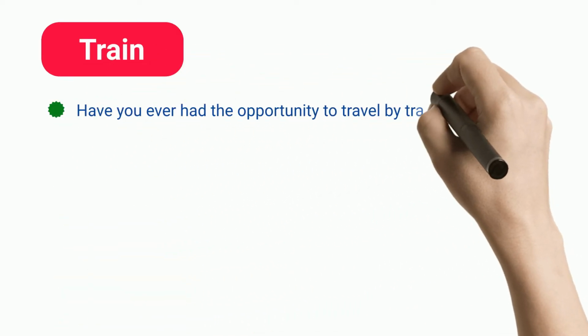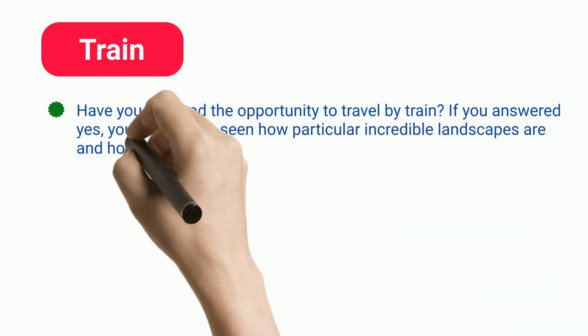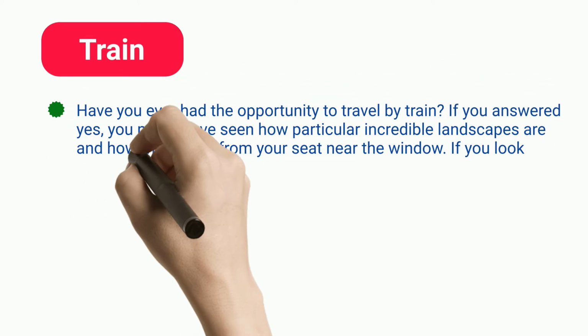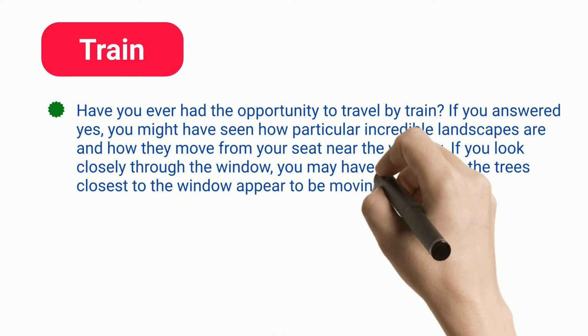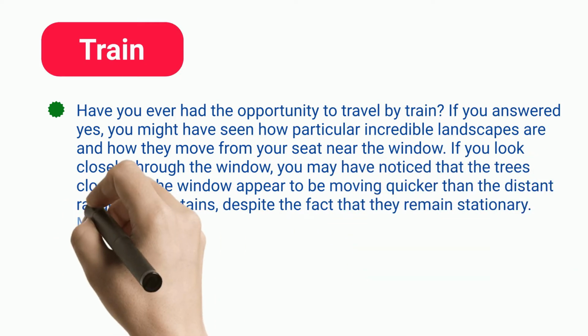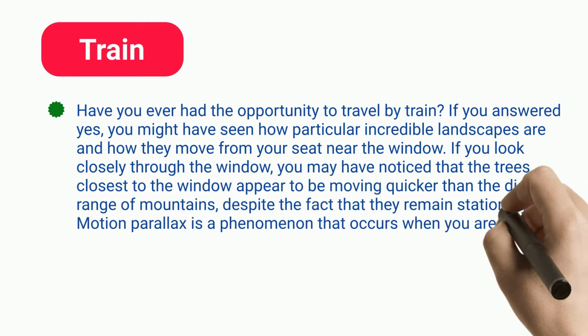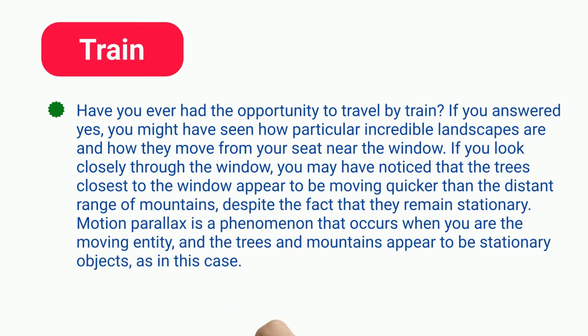Train. Have you ever had the opportunity to travel by train? If you answered yes, you might have seen how incredible the landscapes are, and how they move from your seat near the window. If you look closely through the window, you may have noticed that the trees closest to the window appear to be moving quicker than the distant range of mountains, despite the fact that they remain stationary. Motion parallax is a phenomenon that occurs when you are the moving entity, and the trees and mountains are stationary objects, as in this case.